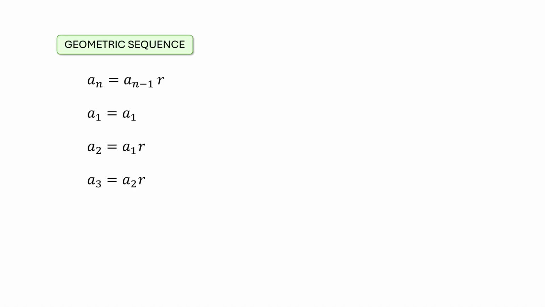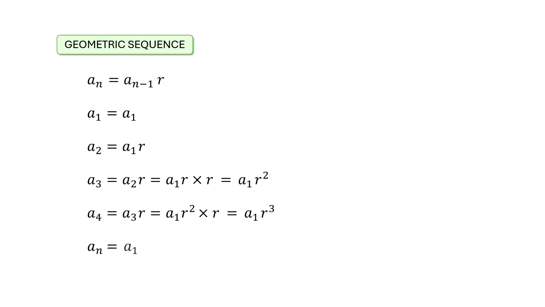Now let's replace a2 by the last formula. It's like multiplying the first term by the common ratio squared. Let's do the same for a4. This time, the constant is raised to the power of 3. So, we can say that each term is found by multiplying the first term by the common ratio raised to the power of n minus 1.